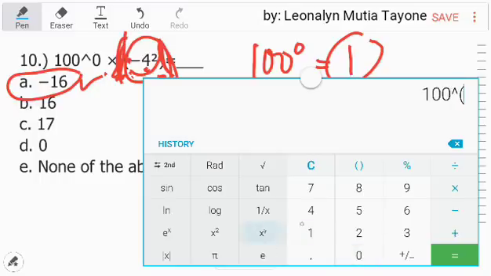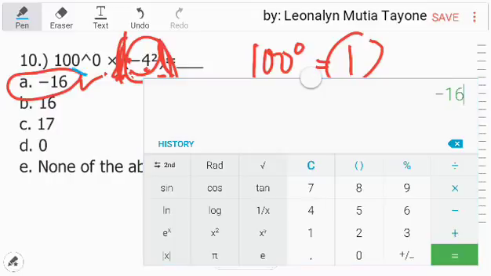Number 10. 100 raised to 0 times negative 4 raised to 2. Let us delete the automatic parentheses again. So, like that. It is the same now. 100 raised to 0 times negative 4 squared or negative 4 raised to 2. The answer here is negative 16. Correct.